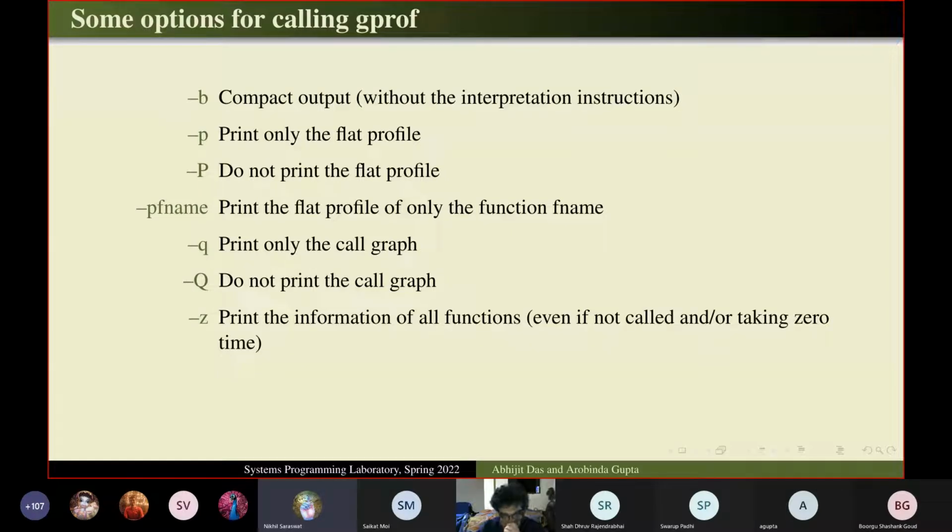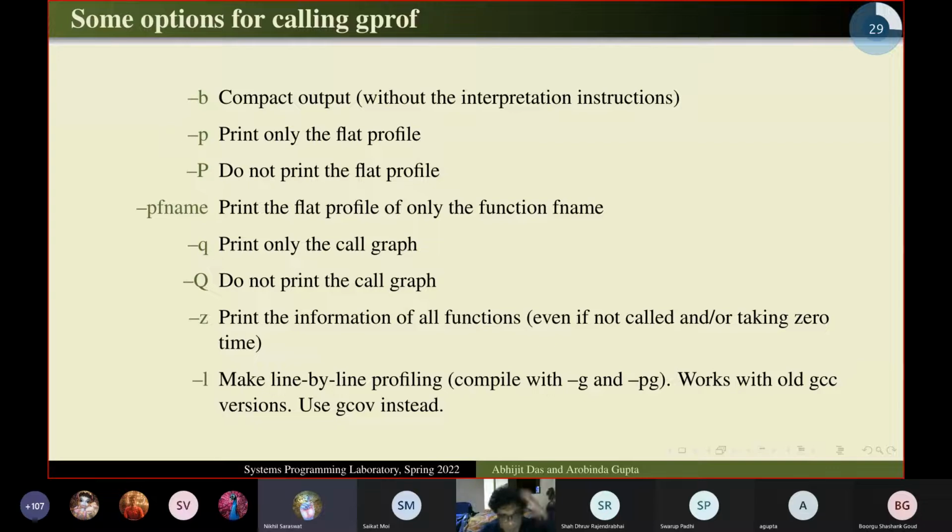This is another important and interesting thing. Print the information of all functions. We will soon see examples where the GNU Profiler suppresses information about certain functions which take practically no time, or which are not even called. But if you say -z, you will see all functions, and you will see some funny-looking functions. We will come to that later. Now, this is something.